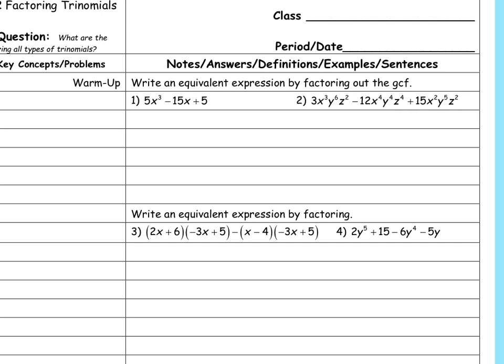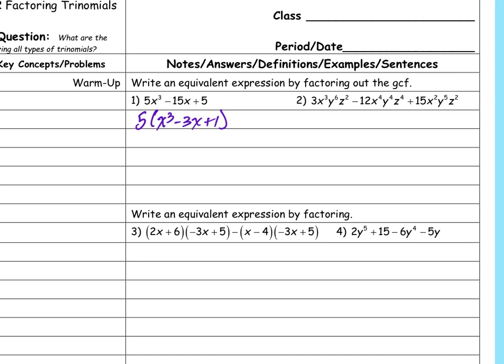Okay, so it says write an equivalent expression by factoring out the GCF, greatest common factor. I just abbreviated it, you guys, because it wouldn't fit on one line. So on question 1, what goes into all 3 terms is 5. If I factor out a 5, I get left with x cubed minus 3x plus 1. There we go. There's your answer.